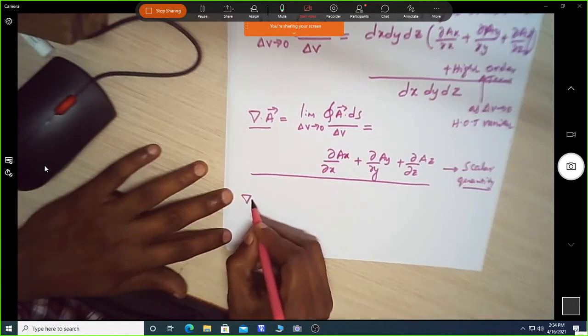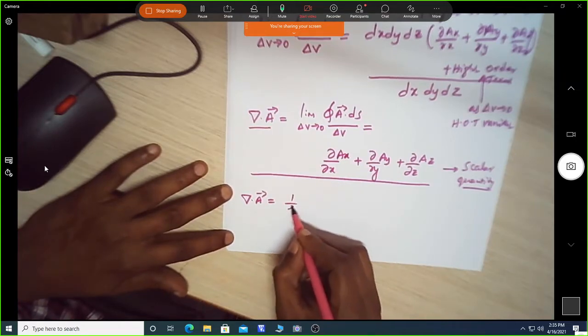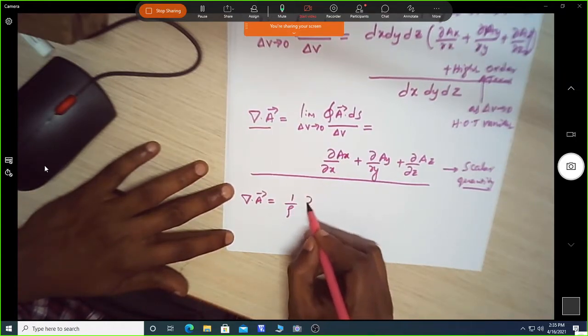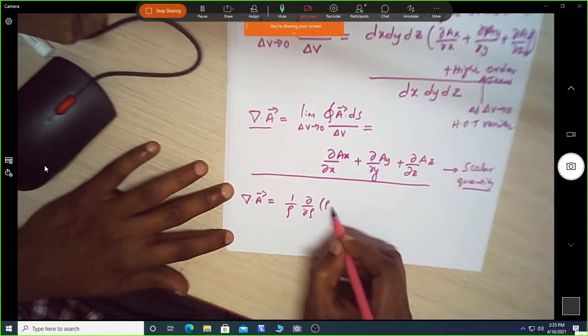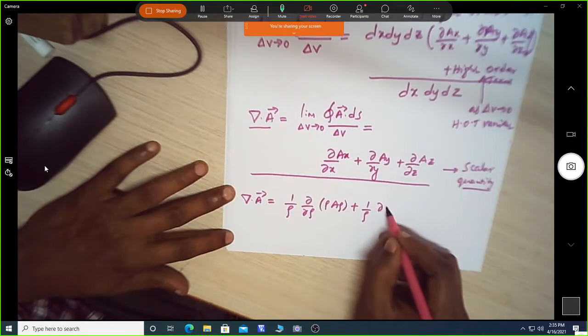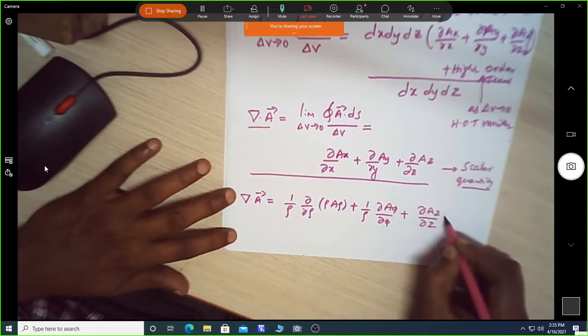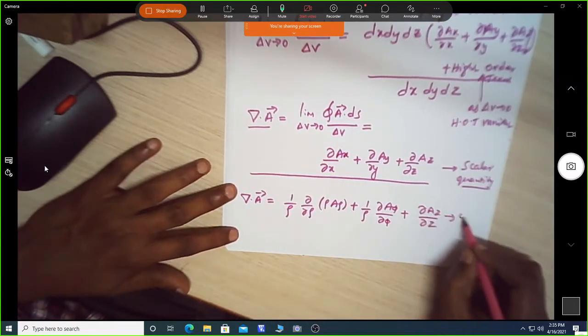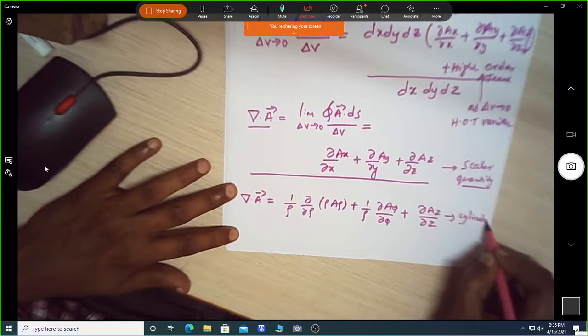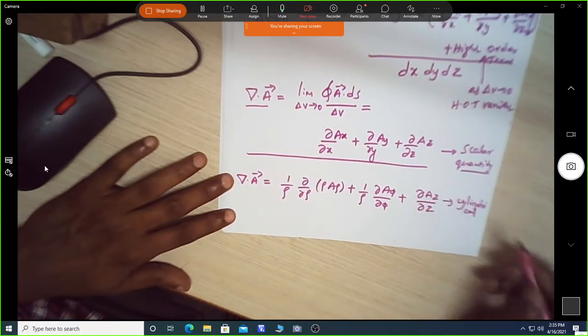Del dot A in the cylindrical coordinate system we can define as 1 by rho into del by del rho of rho into A rho, plus 1 by rho into del A phi by del phi, plus del Az by del z. So this is the divergence of A in cylindrical coordinate system.